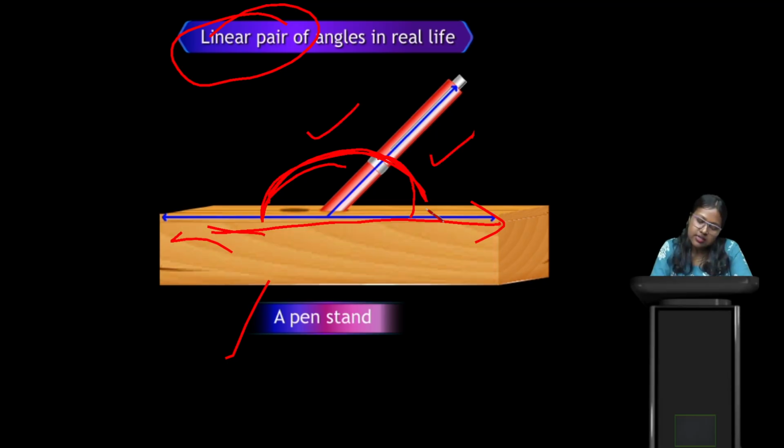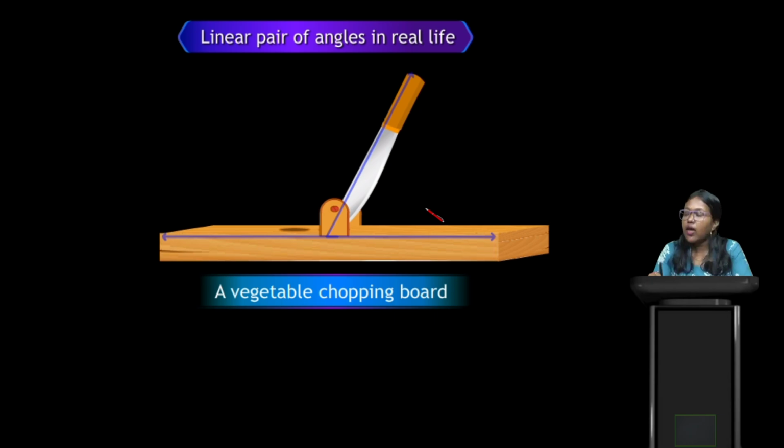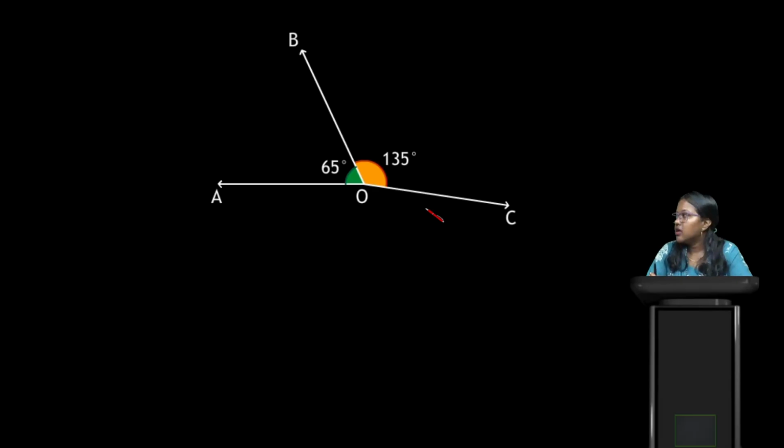So the adjacent angles of this pen are what we call a linear pair, because if you add them, you get 180. That's why both angles form a linear pair. Similarly, a vegetable chopping board. If you put a knife on the chopping board like this, two adjacent angles are generated. Both are a linear pair. This is another real life example. In the same way you can give so many examples of linear pairs.